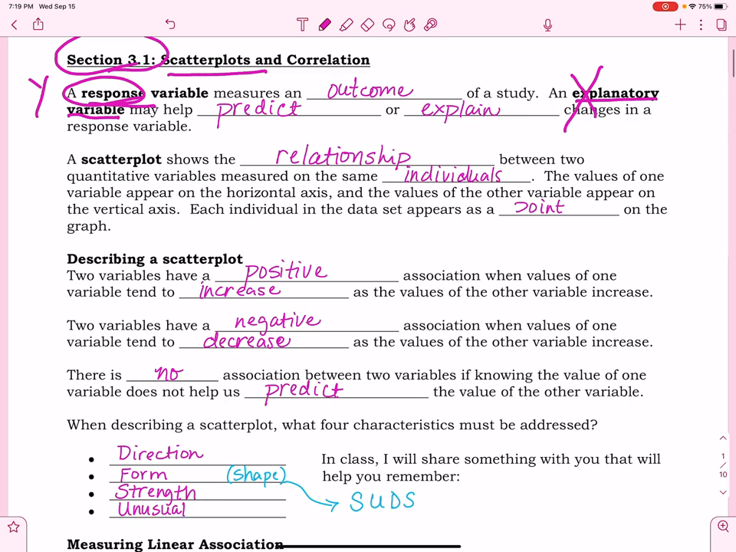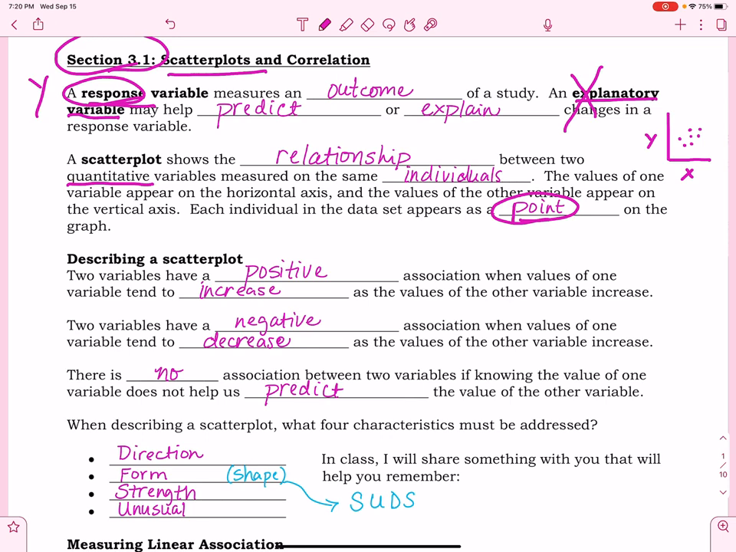Okay, so when we look at a scatter plot, it's going to show us the relationship between two quantitative variables. We're not dealing with any categorical variables in this unit. So it is going to show us the relationship between these two quantitative variables. And of course, each item or individual that we've measured will show up as a point. So if you've got your XY coordinate plane, this right here would be an example of a scatter plot. Okay, it's just a lot of ordered pairs. And we want to see if there's a relationship.